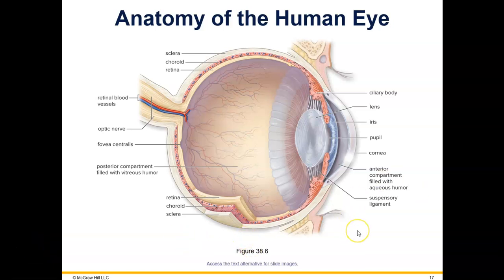Okay, this is the second recording for the Chapter 38 slides. Even though we already passed this, I want to review the parts of the eye, and then review how the photoreceptors of the eye detect light. Impulses are then sent to the brain, and we see the light as an image.